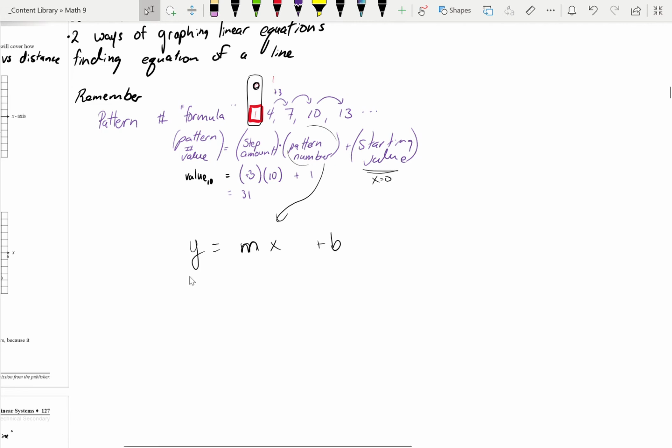Excuse me. So lastly, what I'd like to show you is that this pattern is just an extension of what we started with. This is my pattern number value. This is my step amount. This becomes my pattern number. And finally, this is my starting value.